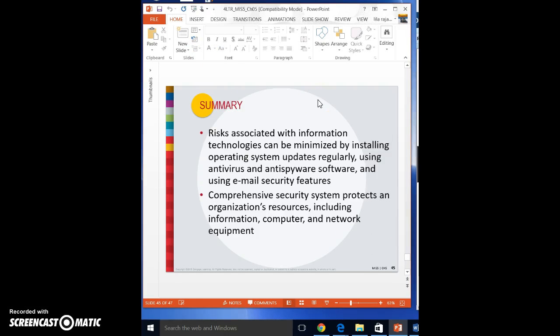So let's have a quick summary. Risk associated with information technology can be minimized by installing operating system updates regularly, using antivirus and anti-spyware software, and also using email security features. We also need to conduct a comprehensive security system which protects an organization's resources that will include information, computer, and network equipment.